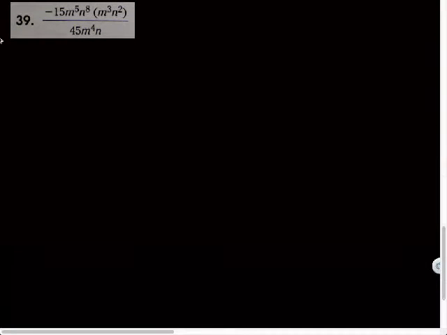Here we go. This one's a good one. Let's deal with this fraction part. 15 over 45. I could reduce. 15 goes into 15 once and into 45 thrice. So that's going to be negative something. And there's going to be a 3 in the denominator. M to the 5th times m cubed is m to the 8th. N to the 8th times n squared is n to the 10th. And then I've got m to the 4th down here and n to the 1st. So this is going to equal negative.